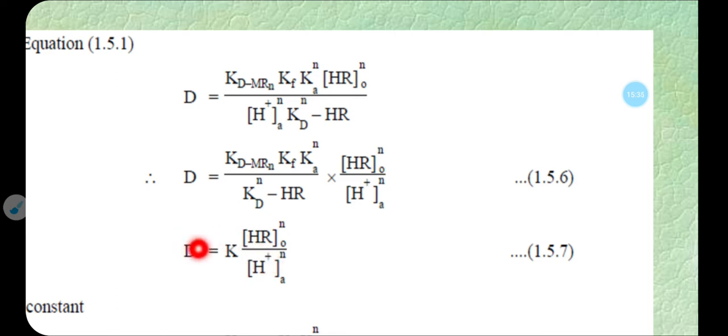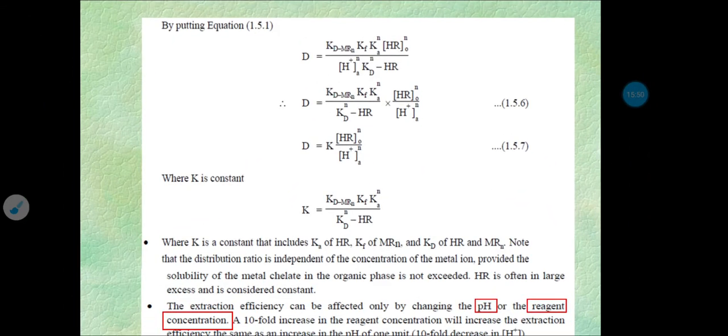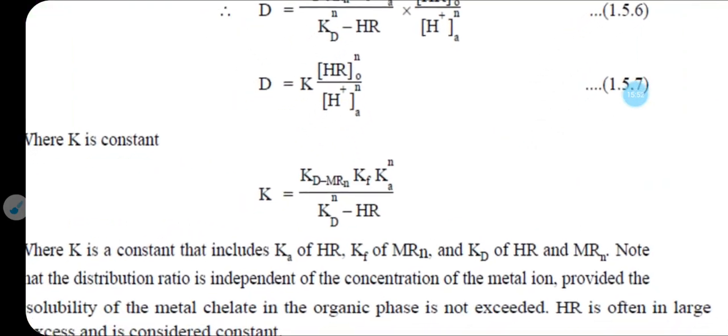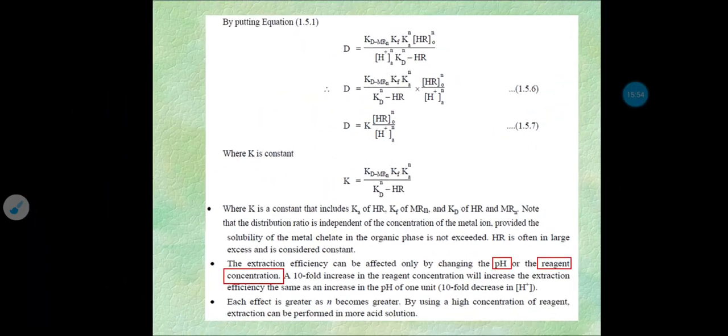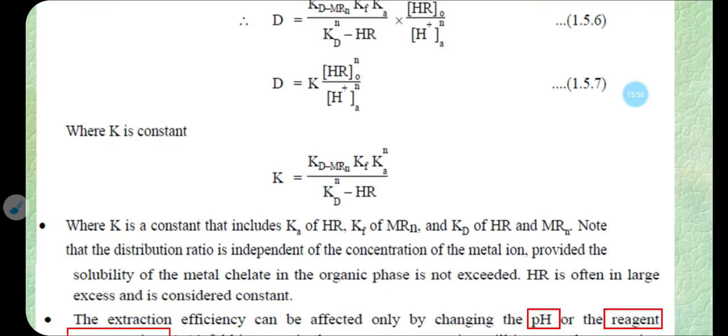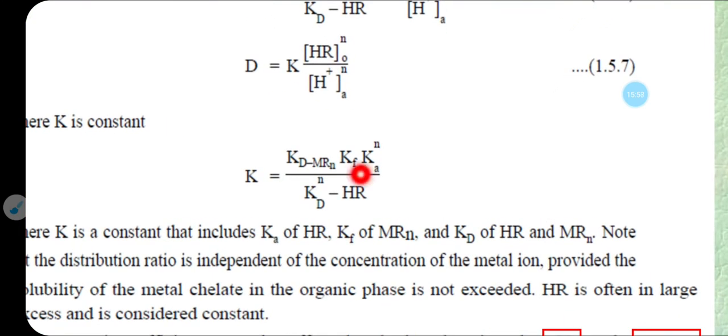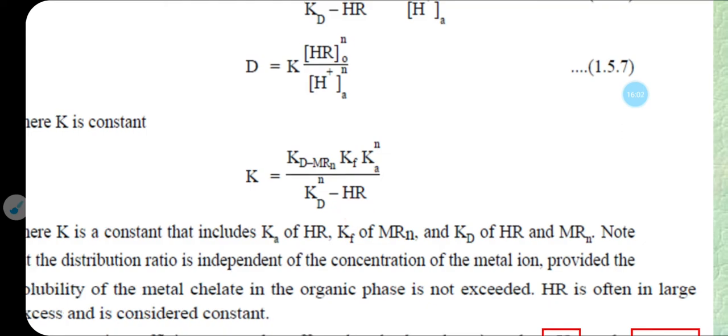That means the distribution ratio of metal chelate depends on the concentration of the chelating reagent in organic and the pH of the aqueous solution or aqueous phase, that is H plus ions, where this K is equal to the distribution coefficient of metal chelate, formation constant, ionization constant, and distribution coefficient of reagent.